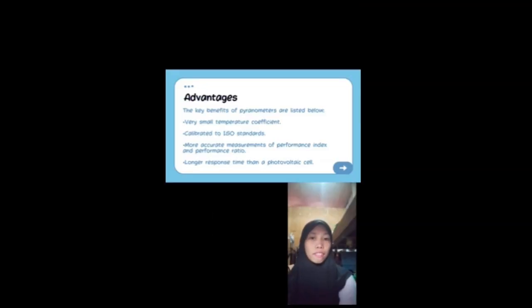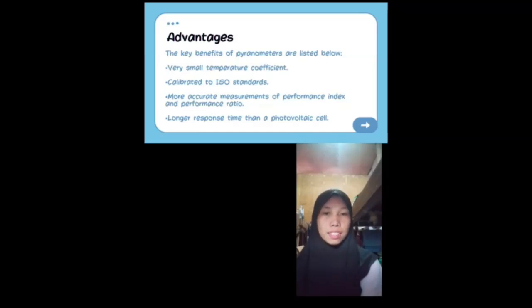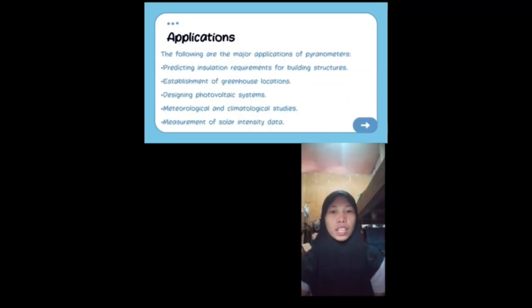So these are the advantages. The key benefits of pyranometers are listed below. First is very small temperature coefficient. Second one is calibrated to ISO standards. The third one is more accurate measurements of performance index and performance ratio, and longer response time than a photovoltaic cell. So the following are the major applications of pyranometers.